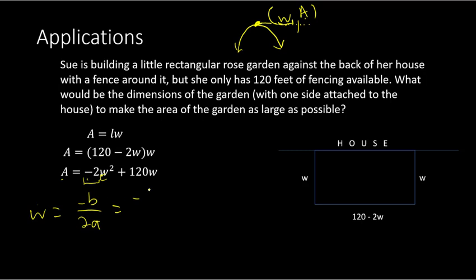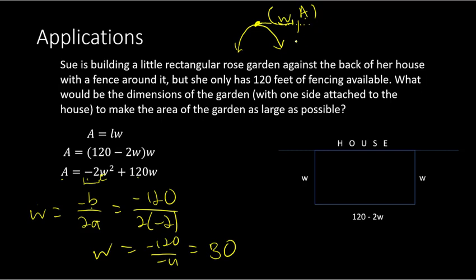Sorry, a is negative 2, but we need negative b, so negative 120 over 2 times a, so 2 times negative 2. So what we have is negative 120 over negative 4, which would be positive 30. So W at this point is going to be 30. So W is 30, and that's really all we were concerned about. We could find the area by using our function right here, but we don't really need that to answer the question. We just want to know the dimensions.